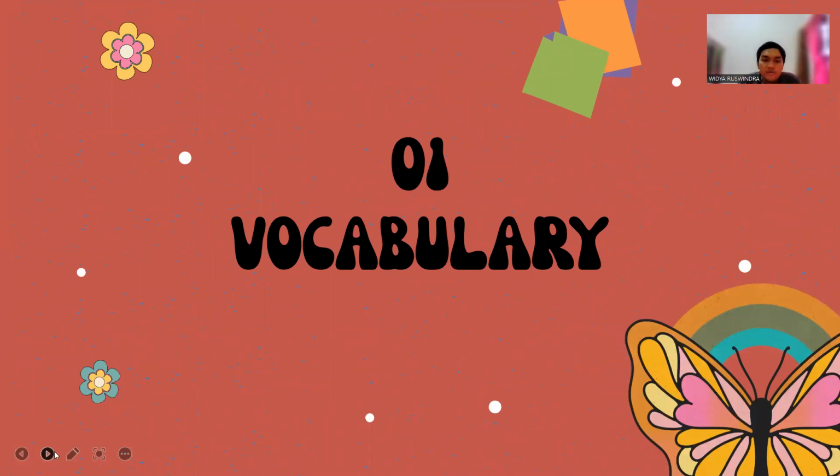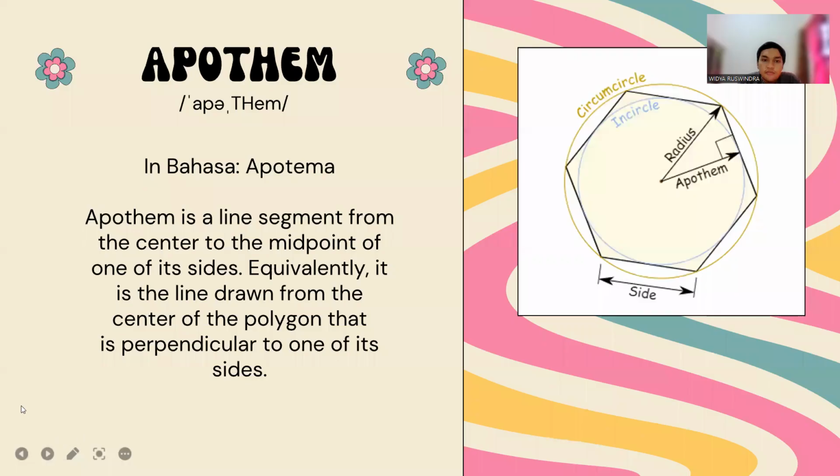Okay, the first vocabulary is apotem. In Indonesian we say apotema. Apotem is a line segment from the center to the midpoint of one of its sides. Equivalently, it is the line drawn from the center of the polygon that is perpendicular to one of its sides. So this is apotem.